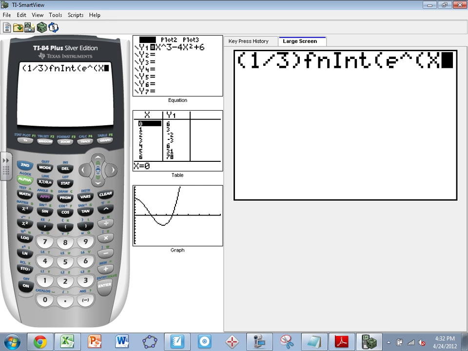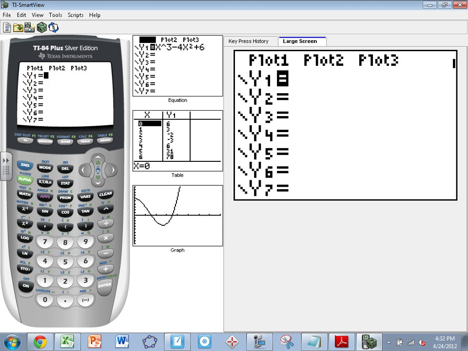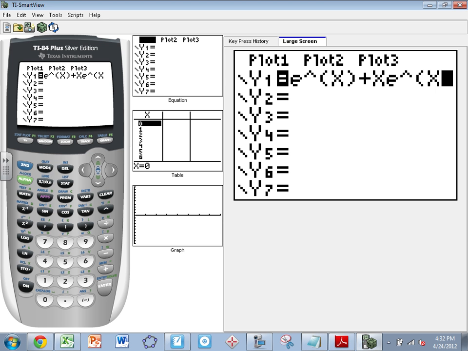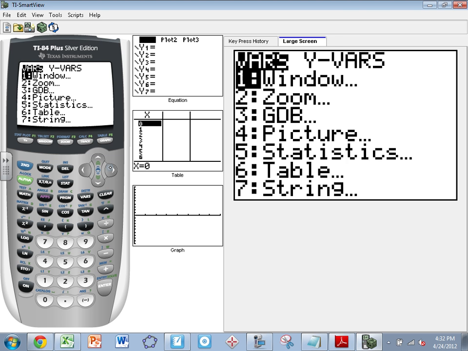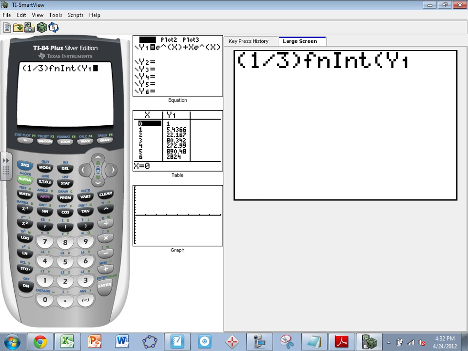Actually, what am I going to do instead to make this easier, guys? Plug it into Y1. Because you might have to do something else with it. e to the x plus x e to the x. That's my function there. So when I integrate, I'm going to integrate Y1: go over to VARS, Y-VARS, enter, enter, Y1, comma, x. Then is it x, then lower, then upper? I think it's x then lower then upper. Let's try it. I forget sometimes, guys.